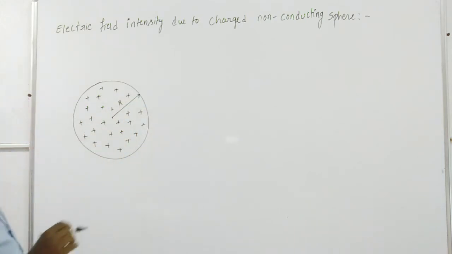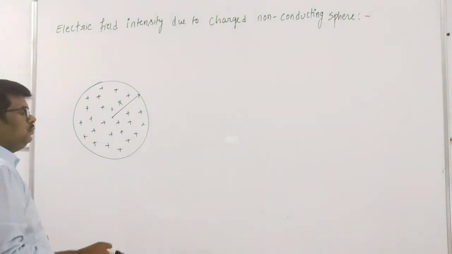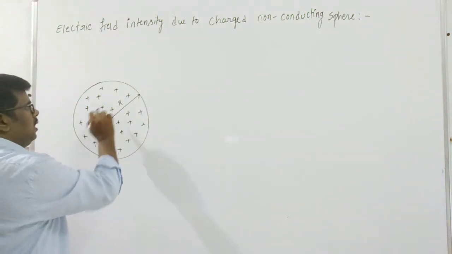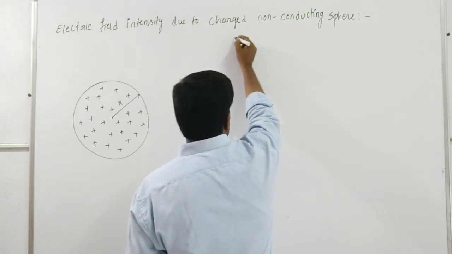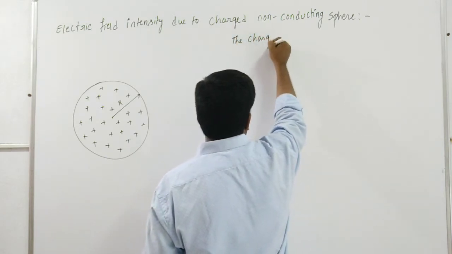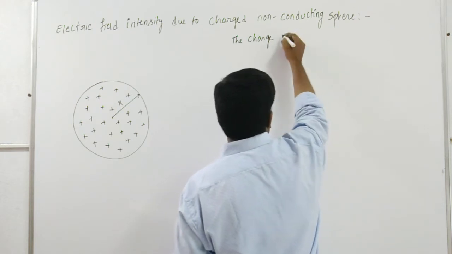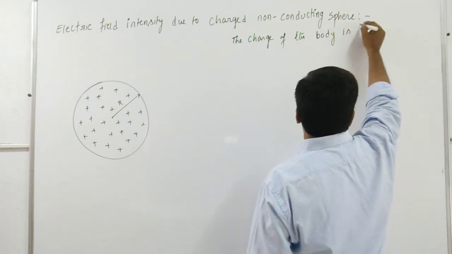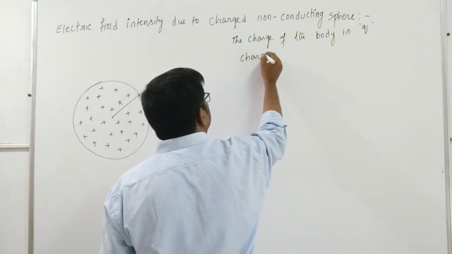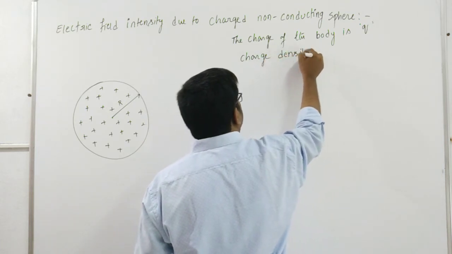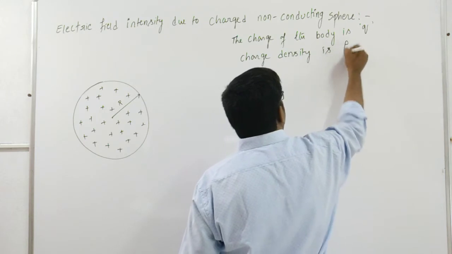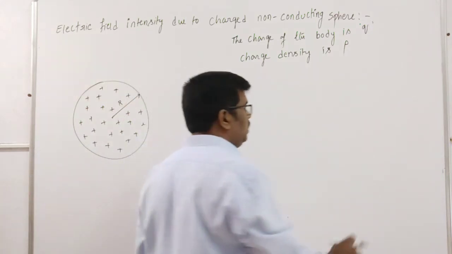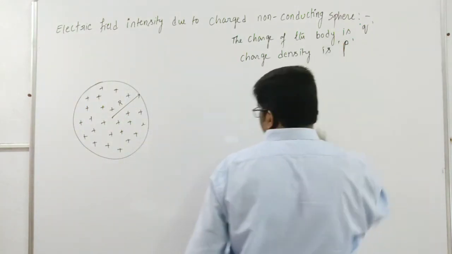Then the charge density here is rho, because volume charge density we take as rho, and let us take that the charge on this body is Q. You know charge density rho is nothing but charge per unit volume. You can write this as rho.